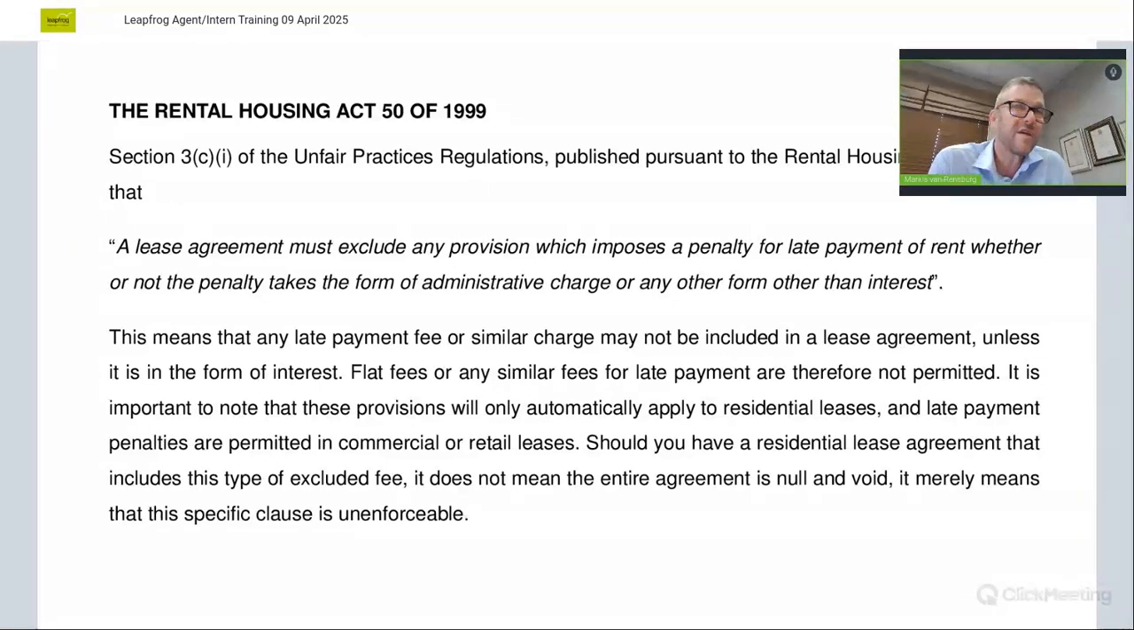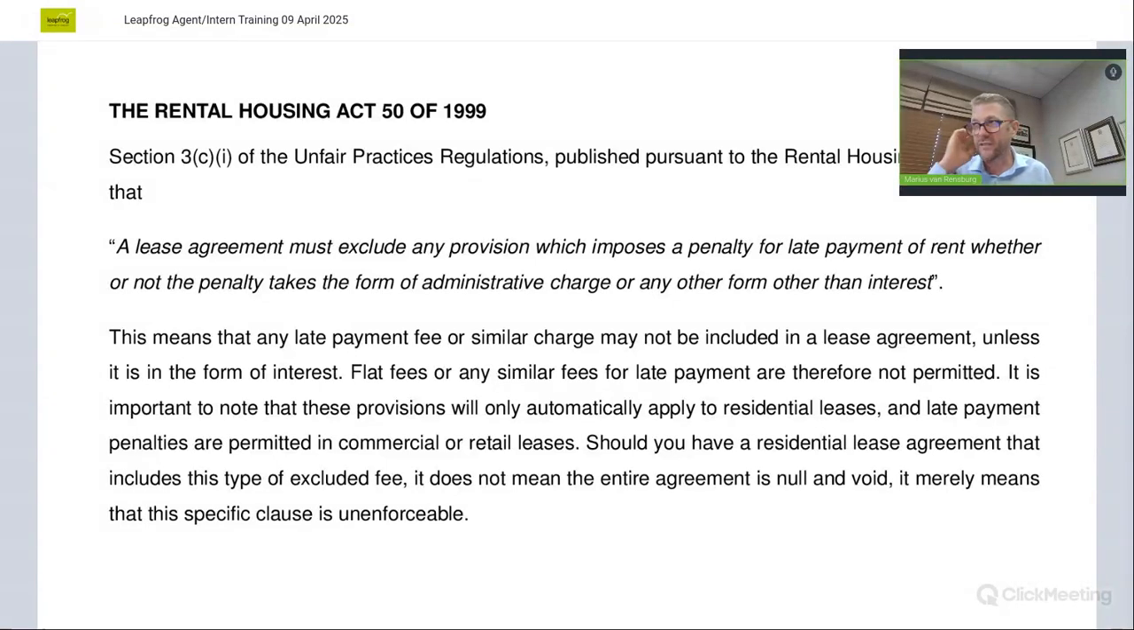Guys, if you're dealing with lease agreements, if you're doing rental management, a lot of people don't seem to know that you have unfair practice regulations published pursuant to the Rental Housing Act. People don't even understand these things exist. So if you're dealing with lease agreements or management, please drop me a mail and I'll send you a copy of these unfair practice regulations.